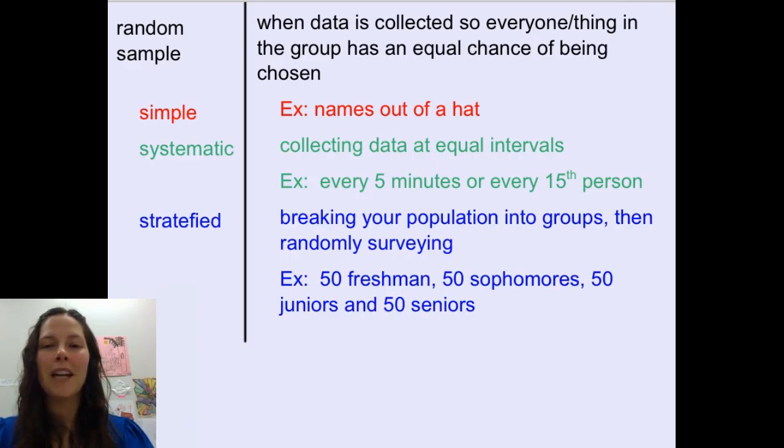There's a systematic random sample where, for example, every 10th person that walks in the door, you would survey them. And finally, there's a stratified random sample. That's when you break it into subgroups. So you could break it into freshmen, sophomores, juniors, and seniors, and then randomly survey 50 students within each subgroup.